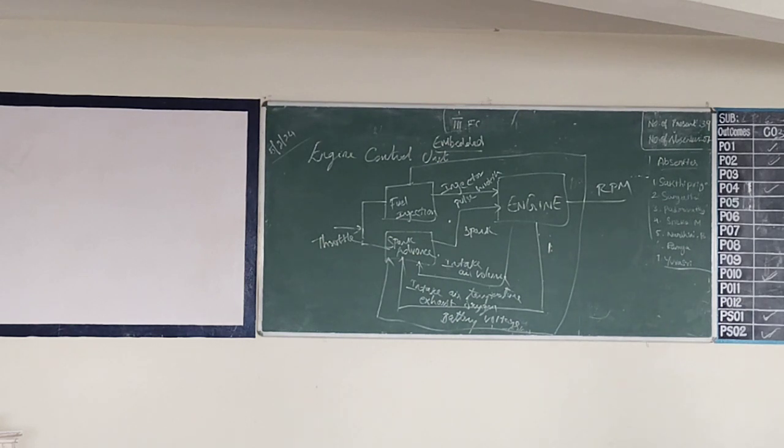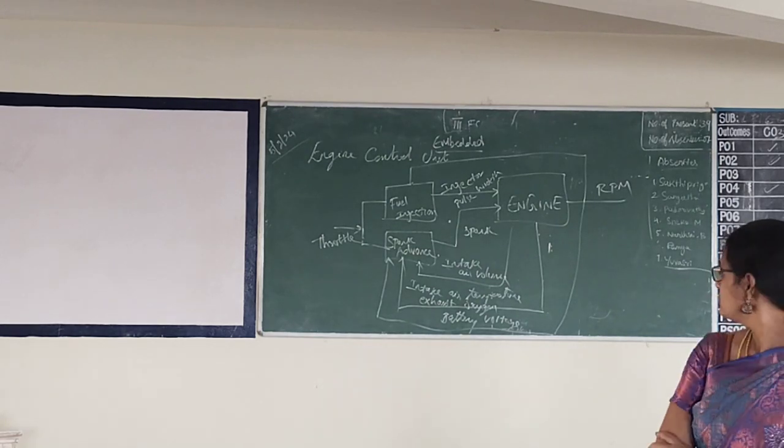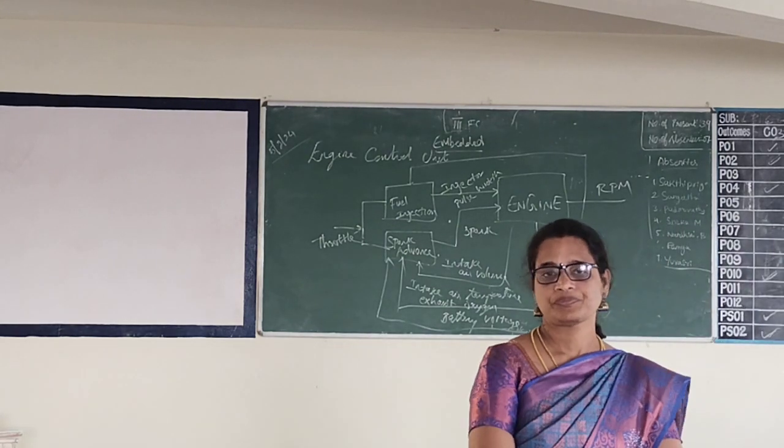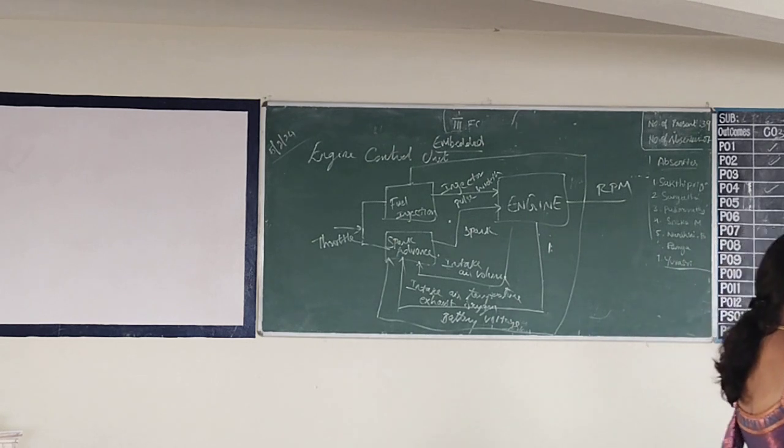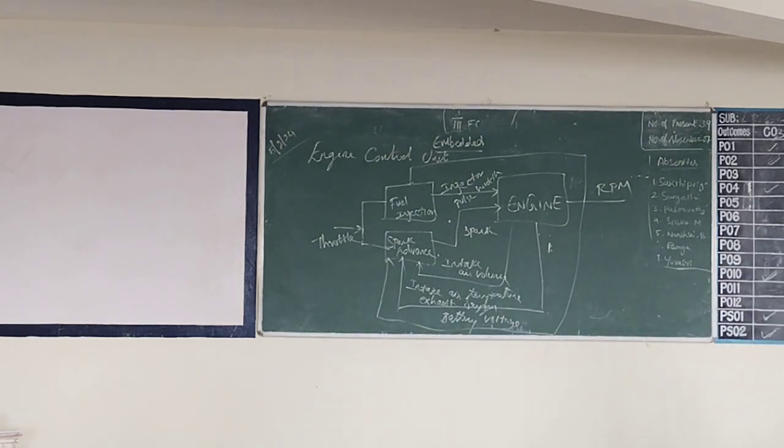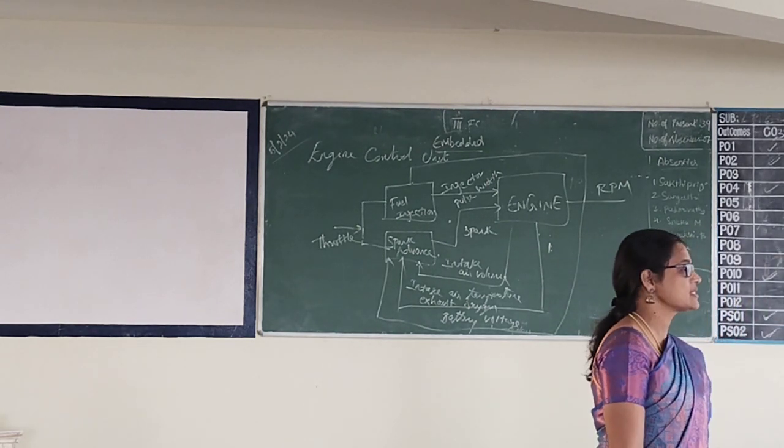Throttle, RPM, comma, intake air temperature, intake air volume. And what about the output? Output from the fuel injection box and part of one box.